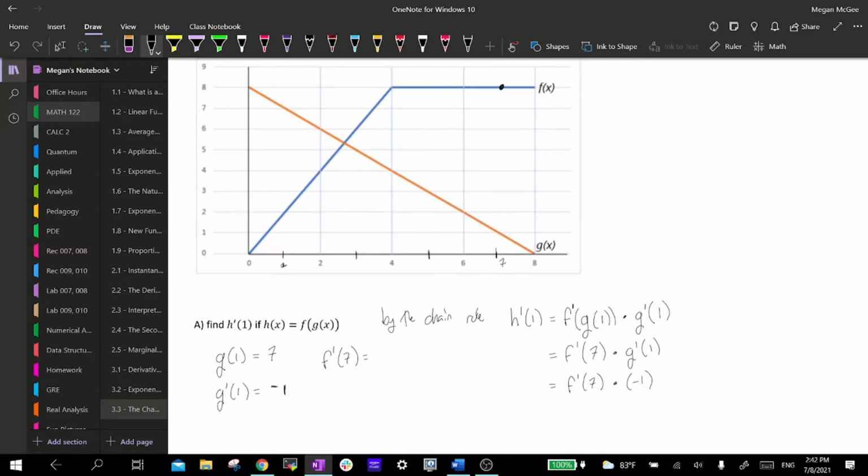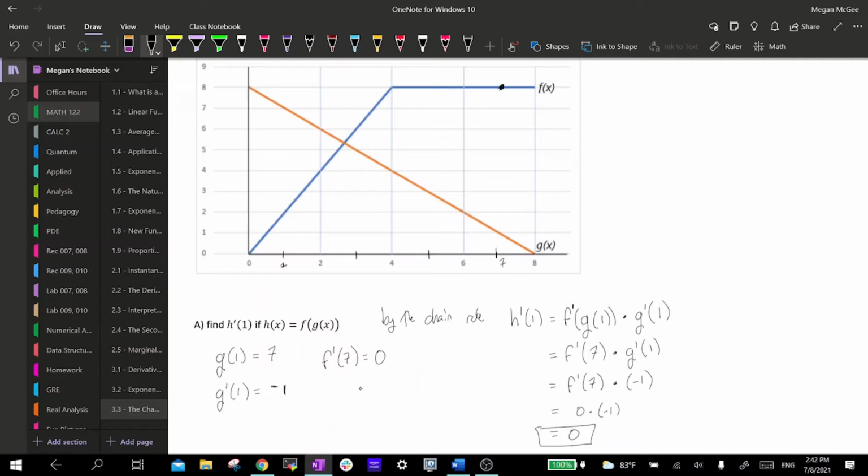Alright, well that is just a horizontal line. So we know our derivative there is going to be 0. We have a 0 slope on a horizontal line. So we end up getting 0 times -1, which is 0. A little anticlimactic if you ask me. Alright, let's do it again.